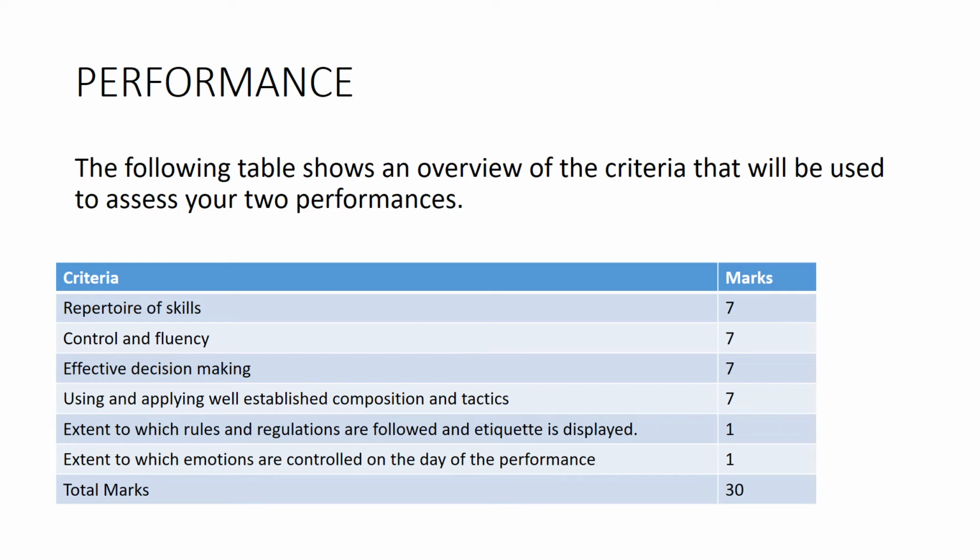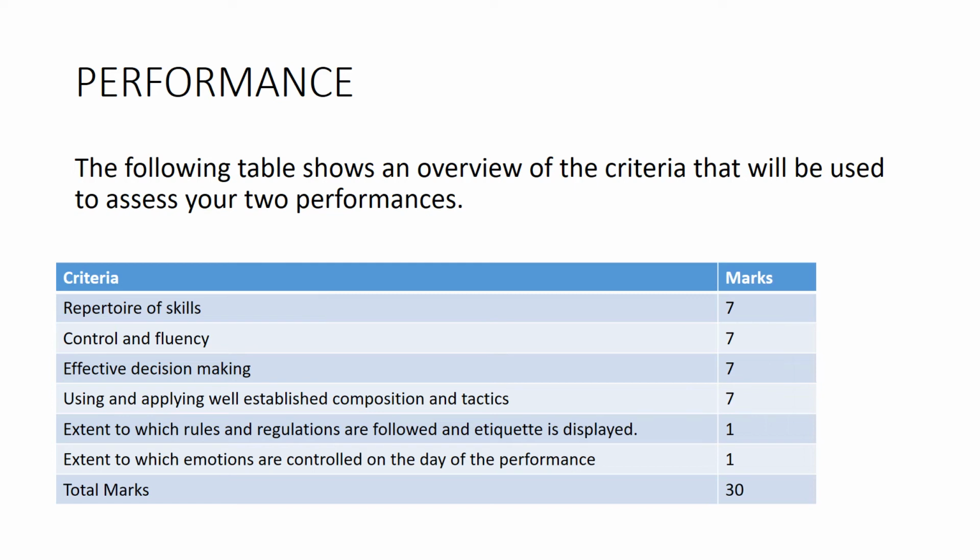Second, we will look at control and fluency. That's also with 7 marks. We will look at how they move around the court. Are they fluent? Are they making lots of mistakes? Do they lose control of the ball? That factors into the control and fluency. We will look at the decision making throughout the game. Are they making the correct decision in terms of passing the ball, dribbling the ball, what type of shot they use when they are trying to shoot?